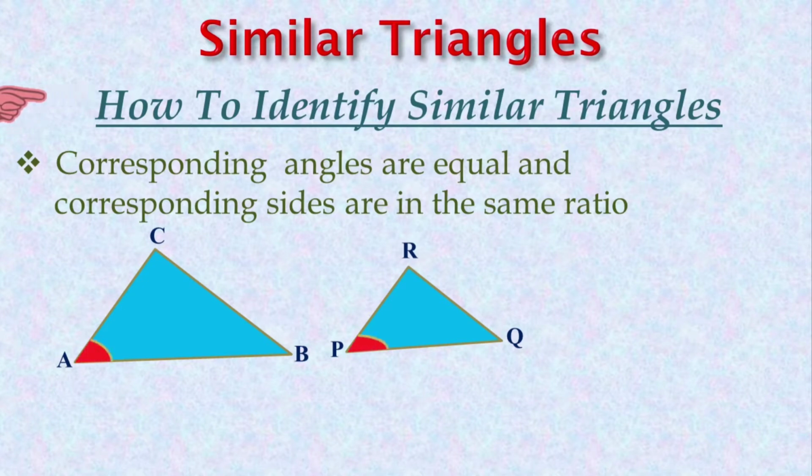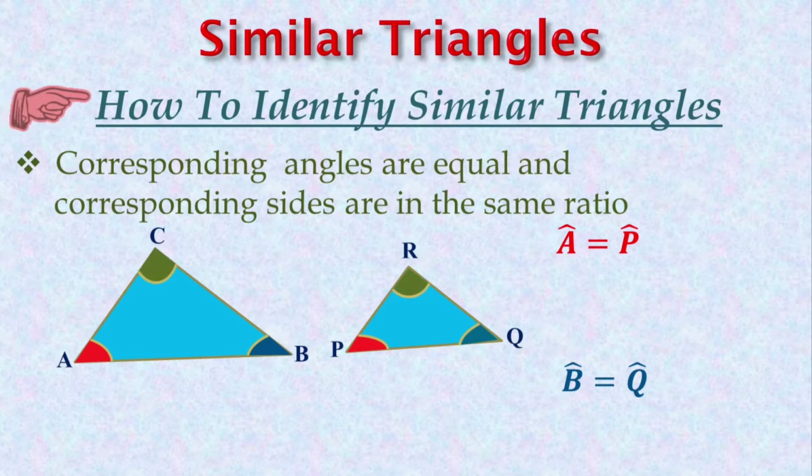You will notice that angle A is corresponding to angle P. Hence, angle A is equal to angle P. Similarly, angle B is corresponding to angle Q. Hence, angle B is equal to angle Q. Angle C is also corresponding to angle R. So, angle C will be equal to angle R.